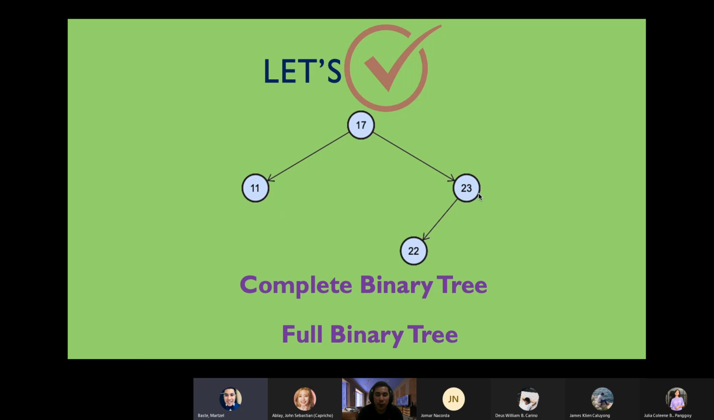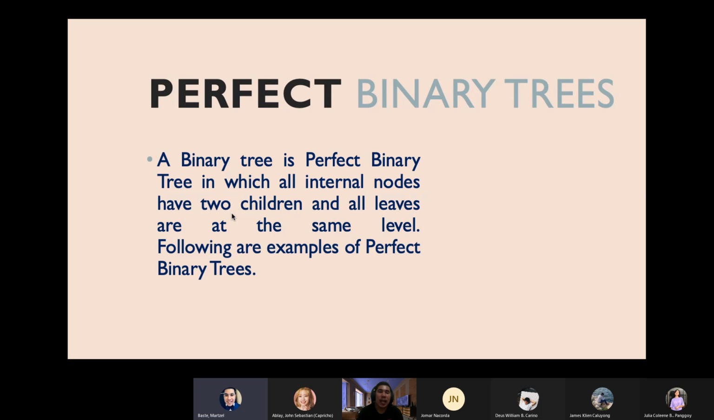Dili siya gihapon full kay dapat na node diri na isang child na left. Tapos dapat kaning 22 is or 22 dapat diri siya para maging completely filled. So again, it's not a complete binary tree and not a full binary tree. Now what about perfect binary tree?